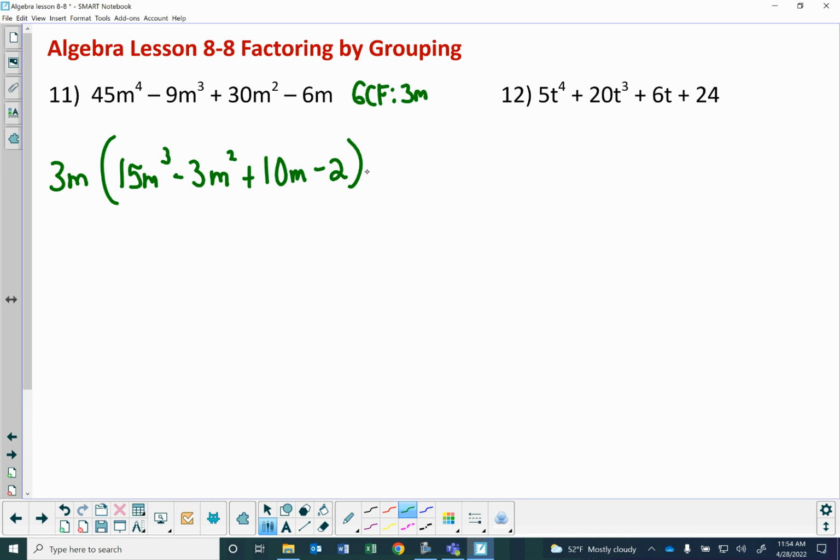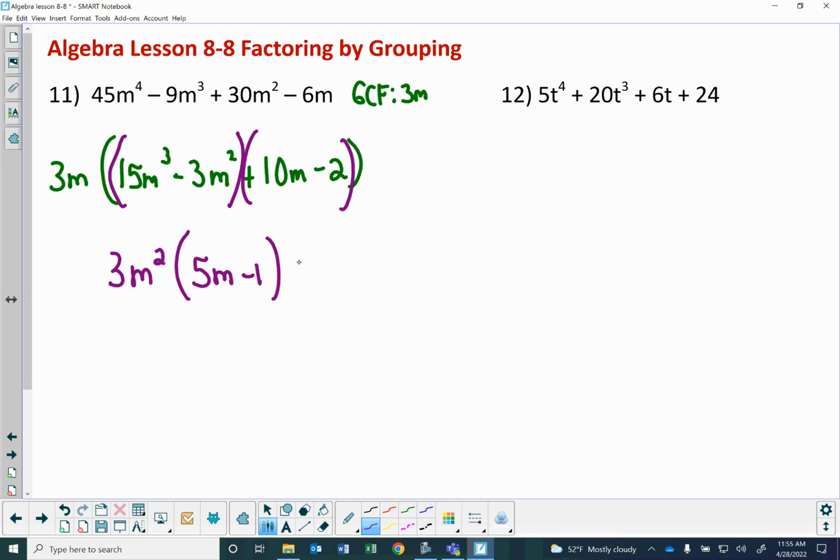So now I'm looking at that going, oh, okay, I can group the first two, last two. I'm going to change colors of my pen so that you can see how I'm going to group this. So I'm going to group first two, last two. My greatest common factor out of 15m to the third minus 3m squared is 3m squared. 15m to the third divided by 3m squared is going to give me 5m. Negative 3m squared divided by 3m squared is going to give me negative 1.